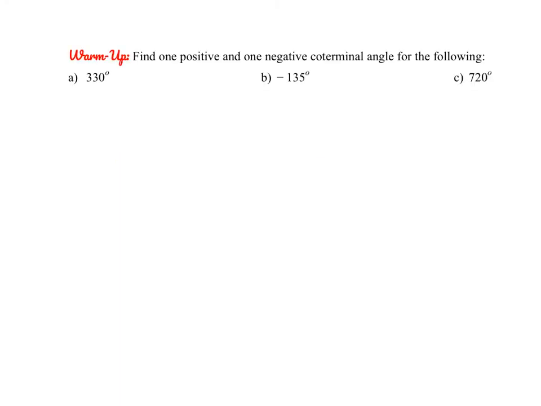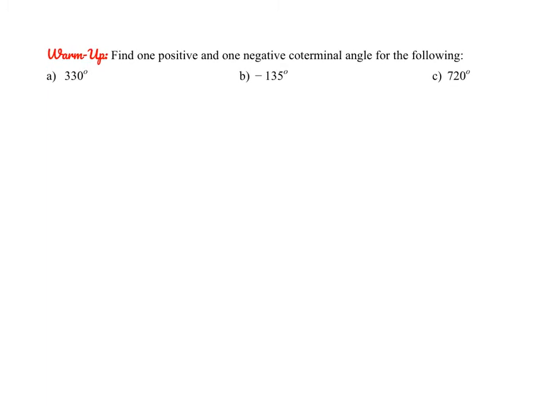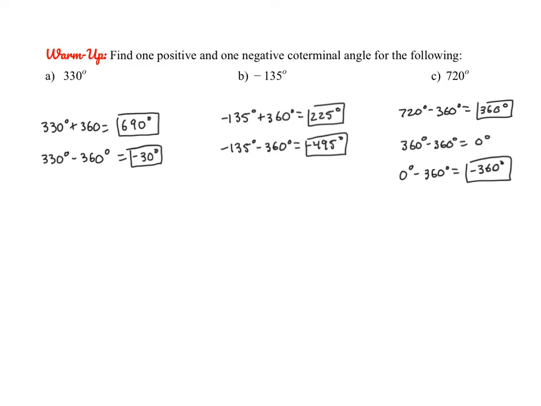Before we get started with the lesson, I do have a quick warm-up for you guys. So this is from the last lesson. Please find one positive and one coterminal angle for each of the following. Pause the video and give this a try, and we'll check your answers in just a few seconds. Alright, go ahead and check your answers here.